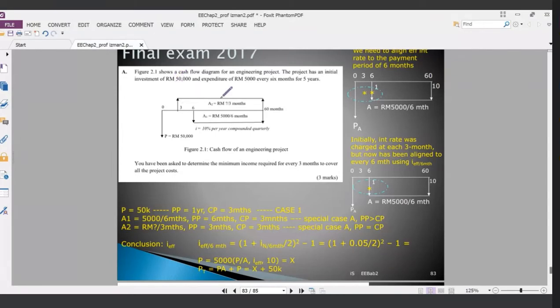Alright, so this, okay, a cash flow diagram is given to you for the period of 60 months. Alright, 60 months is 5 years kan?